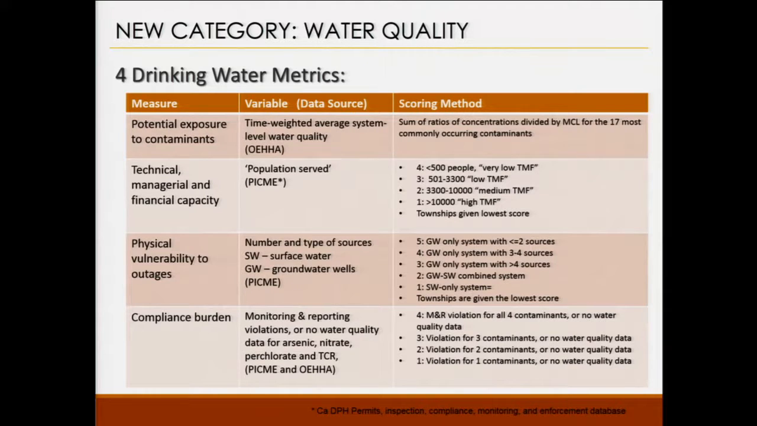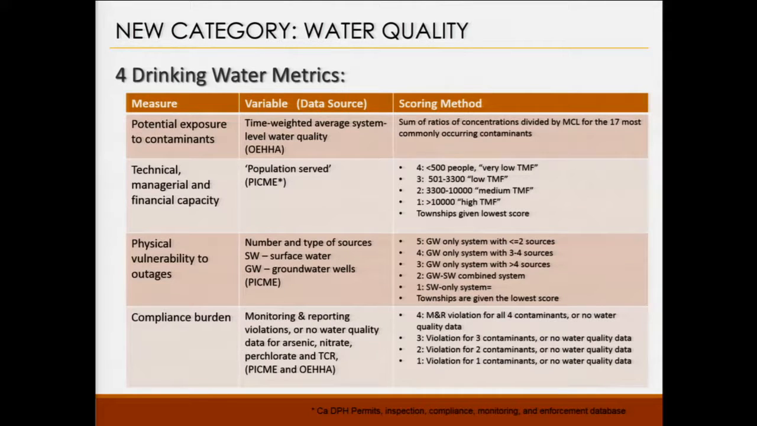Another piece of the water quality score that we're using, another metric, is what we're calling technical, managerial, and financial capacity of the water system. So this is based on the idea that a larger water system that serves a larger number of users has greater technical and managerial and financial capacity, and so less vulnerability to problems.